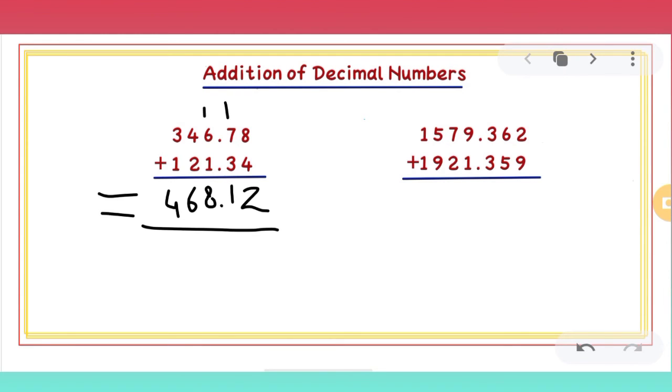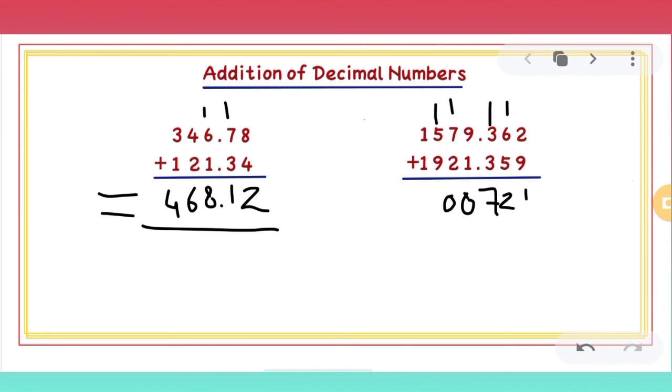Similarly, let's see one more example. Here in this case, 9 plus 2 is 11. So 1 will be here and 1 carry. 6 plus 1 is 7. 7 plus 5 is 12. So 2 will be here, 1 carry. 3 plus 3 is 6, plus 1 is 7. And 9 plus 1 is 10. 0 will be here and 1 carry. 7 plus 1 is 8, plus 2, 10 again. So 0 will be here, 1 carry.